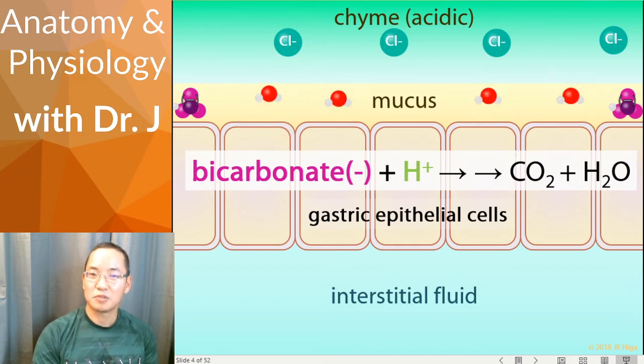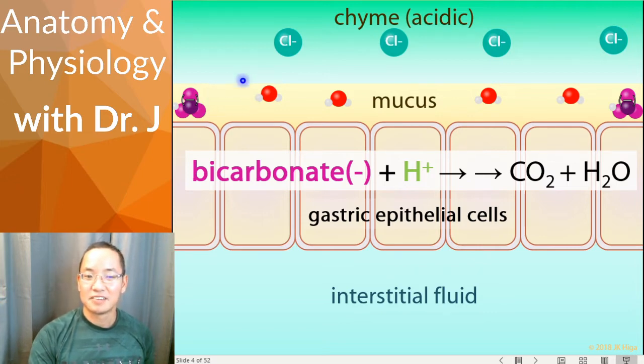So not only do you have the mucus forming a physical barrier against the acid in your stomach, you also have bicarbonate ions that help neutralize any protons, any acid ions that happen to diffuse into the mucus, and prevent them from actually reacting and dissolving your gastric epithelia.